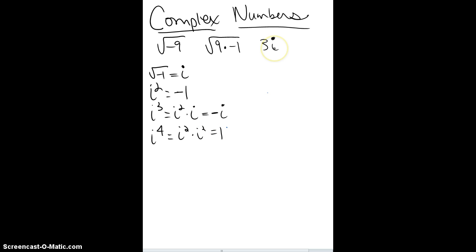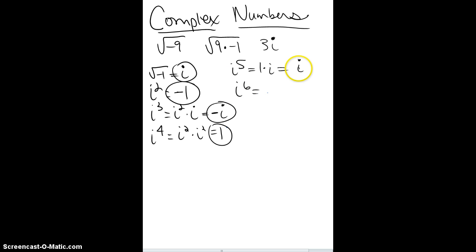So we have this nice little pattern where it starts out with I, and then it goes to negative 1, and then it goes to the opposite of I, and positive 1. And then if you think about it, that's going to continue, because if I give you I to the 5th, that's just going to be I to the 4th, which is 1, times another I. So we get back to I. If I give you I to the 6th, that's just going to be I to the 5th, which is I, times another I, which is I squared, which gets me back to negative 1.